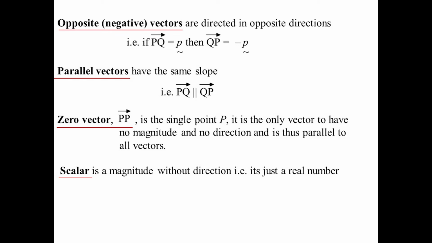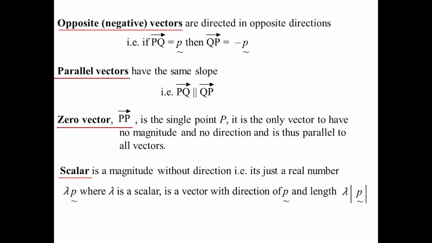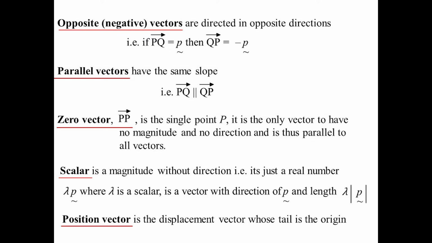A scalar is just a fancy word for a number. So you have scalars and you have vectors. So vectors have direction, scalars don't. They're just a number. So lambda, well, I'm assuming that's a scalar, so lambda times the vector P just means the magnitude of P I've multiplied by a factor of lambda, whatever that is. A position vector is a very particular displacement vector. A position vector is when the tail is at the origin. So when you put the tail at the origin, that becomes a position vector.